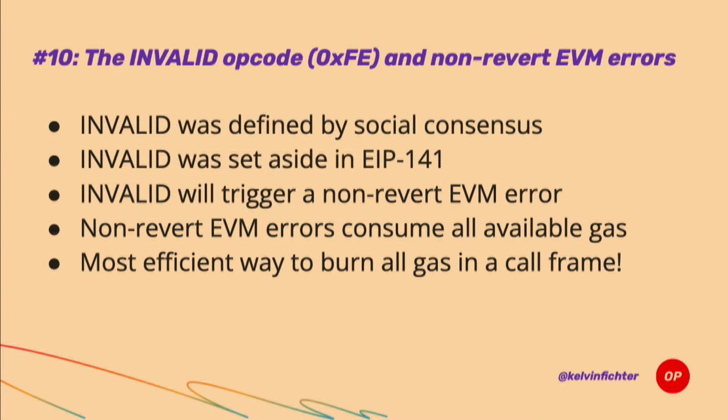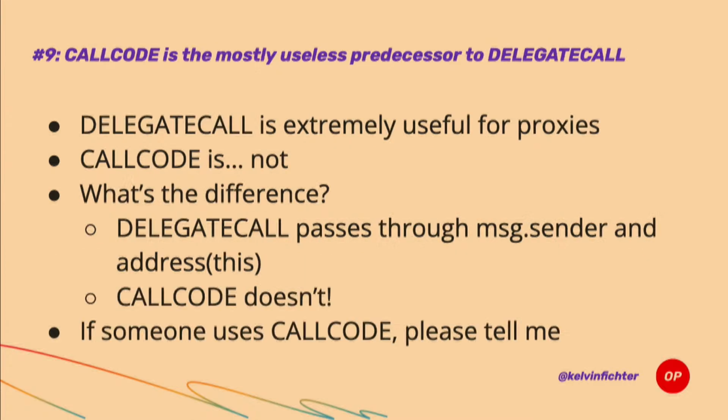INVALID is really cool because originally people just started using this opcode. They just picked it, and it wasn't defined as an EIP. It was kind of defined by social consensus. Then in EIP 141, they set it aside as an official opcode called INVALID, and it is the most efficient way to burn all of the gas that's available in a given call frame. So if you ever need to burn gas really quickly without actually doing work, you just trigger this opcode, and all of your gas will disappear immediately. Very efficient.